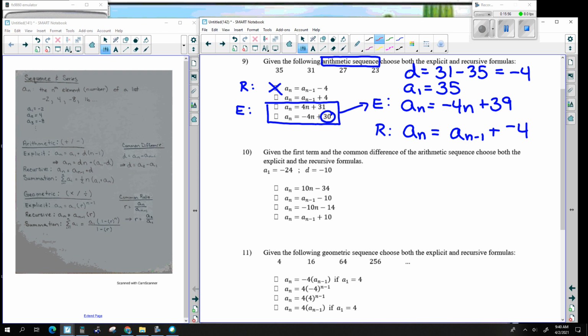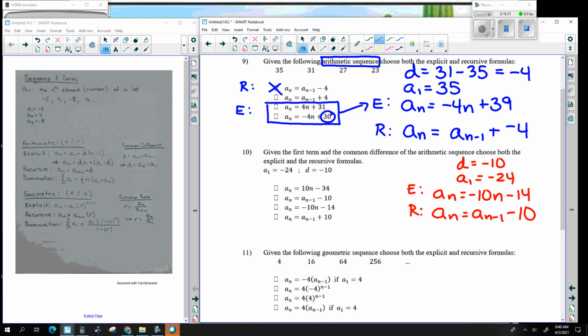Okay, so again, choose both the explicit and the recursive. All right, so the difference is -10. A1 is -24. Explicit is the difference times n, and -24 minus -10 is -14. So that's the explicit. The recursive is A n minus 1 plus b, or -10.